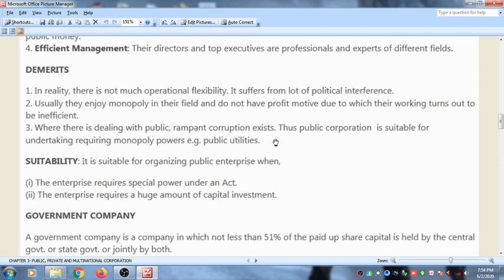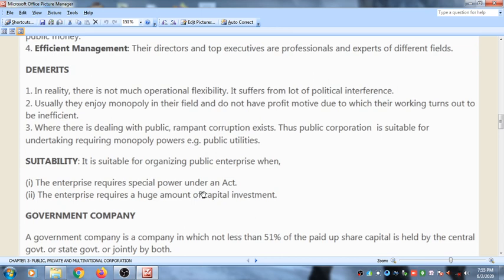Now, where is this statutory corporation suitable? It is suitable for organizing public enterprises. Number one, it is very suitable for organizing public enterprises when the enterprise requires special power under the act. If an enterprise requires special power under the act, then statutory corporation is the best way to run the organization.